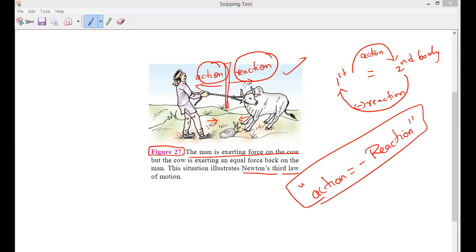Next. In this picture, any doubt? Anyone tell me? All of you, are you clear? Any doubt, guys? Now, next picture, figure number 28. Everybody see that figure number 28. What is that? That is an experiment to demonstrate Newton's third law of motion. Okay. Now, try to understand very carefully. This is the simplest experiment to prove Newton's third law of motion.